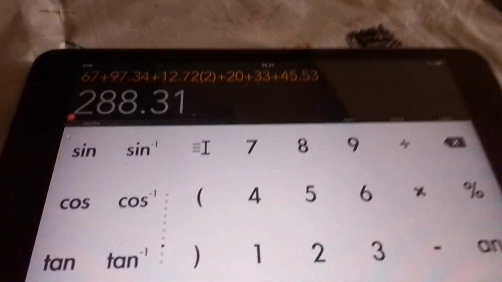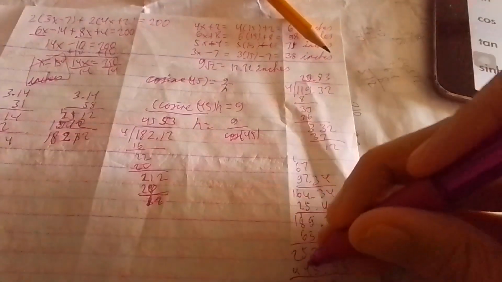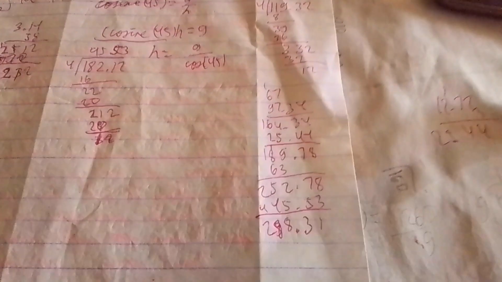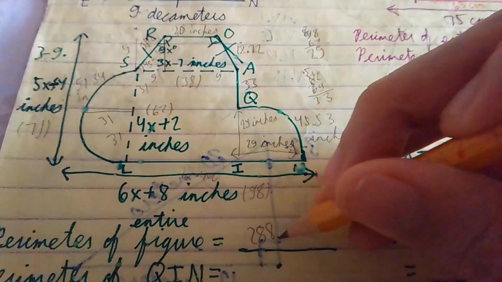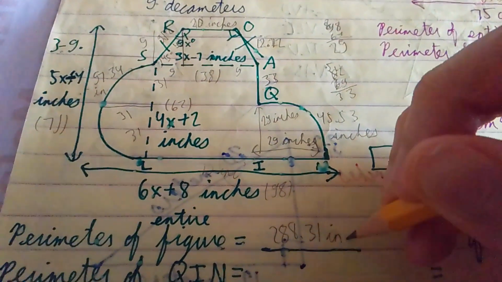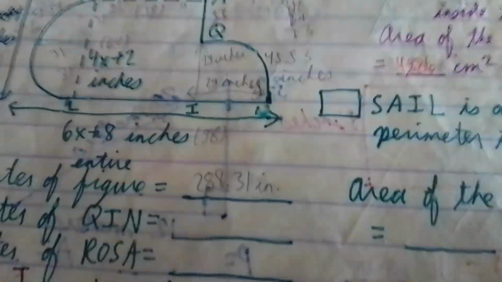Oh, so close. It's supposed to be 288. But it's okay, because we did not regroup. So that's the correct answer. Therefore, the perimeter of the entire figure is 288.31 inches. Don't forget to use your units, okay?